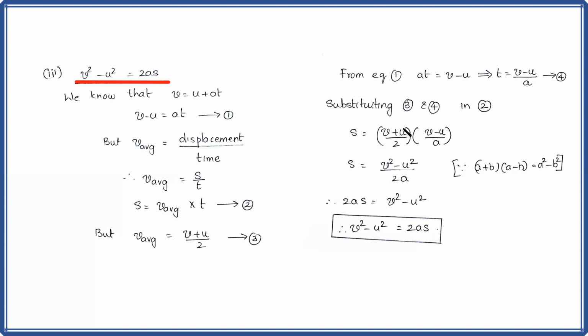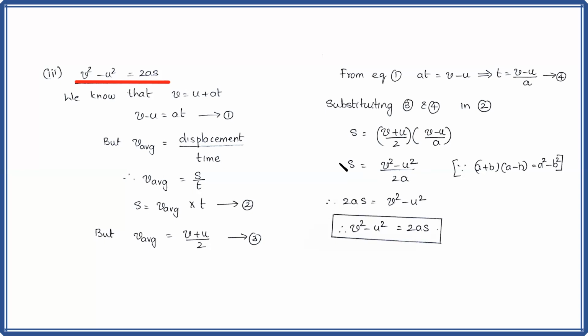V plus U by 2 is V average. V minus U by A is time T. Then multiply them, it will become V plus U into V minus U, V square minus U square. That is from the identity A plus B into A minus B is equal to A square minus B square. So in the same way, V plus U into V minus U is equal to V square minus U square. Therefore, S is equal to V square minus U square by 2A.